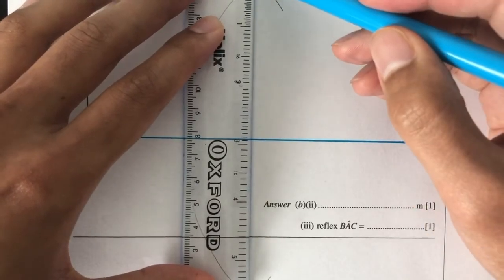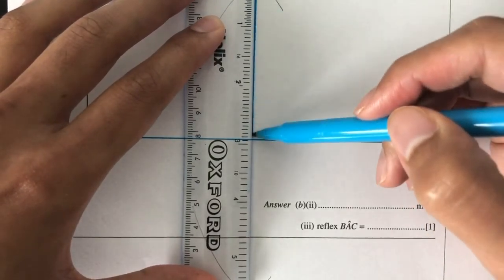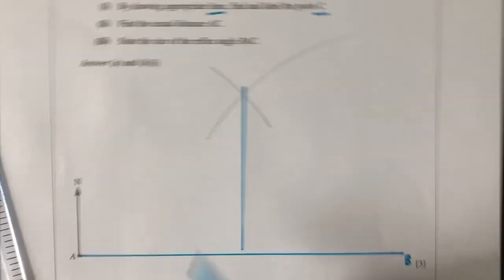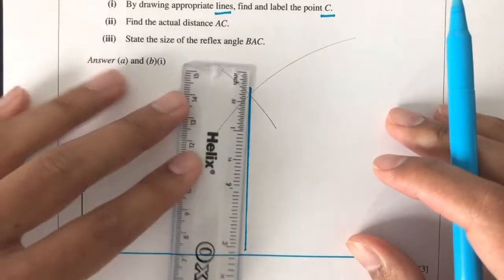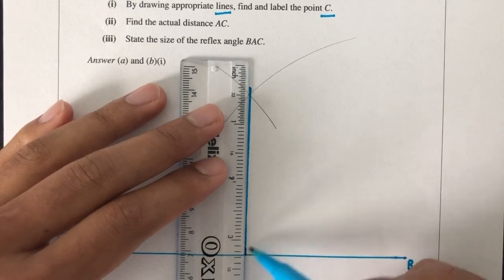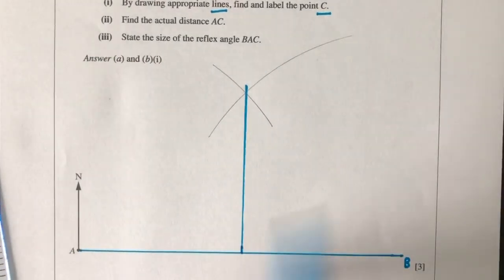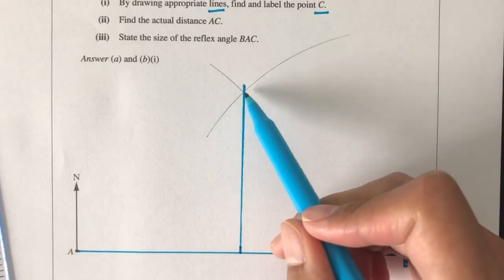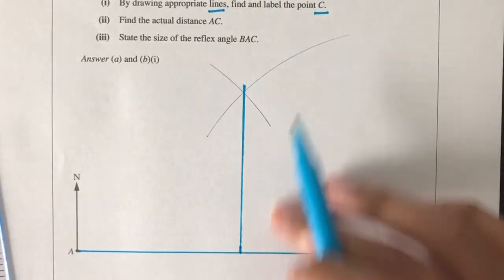But the point C will be only above. You just need to draw this line, because it just needs to be above A and B for the point C. So point C will be somewhere on this line.